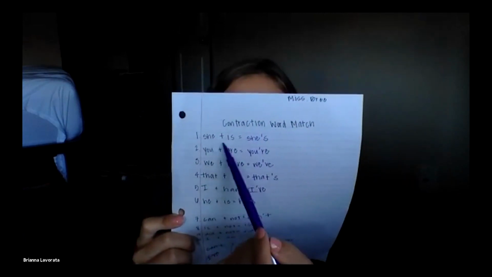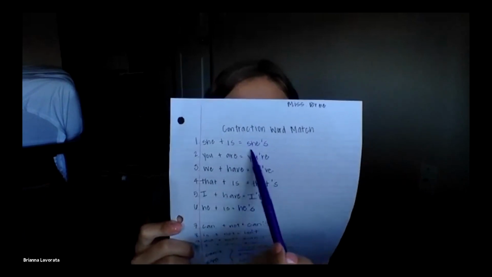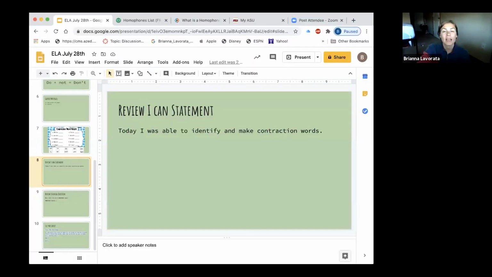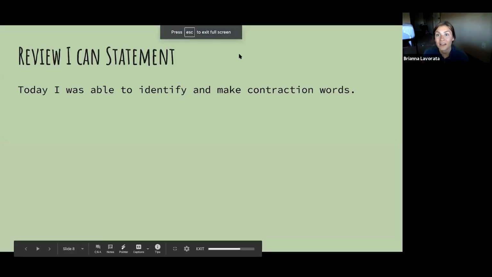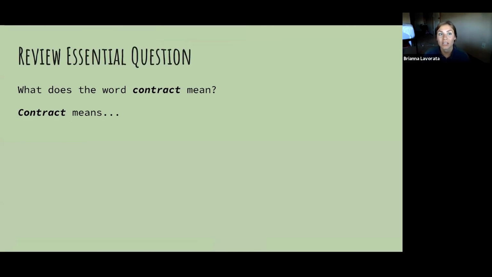These are all your contraction words. Remember, a contraction word is the combination of 2 words. We shorten it to make it 1 word. This does not happen with every word in our vocabulary. This is only certain words. With that being said, let's go ahead and review our presentation that I've created. Let's repeat that I can statement. So today, I was able to identify and make contraction words. So what does the word contract mean? The word contract means to shorten or make something smaller.